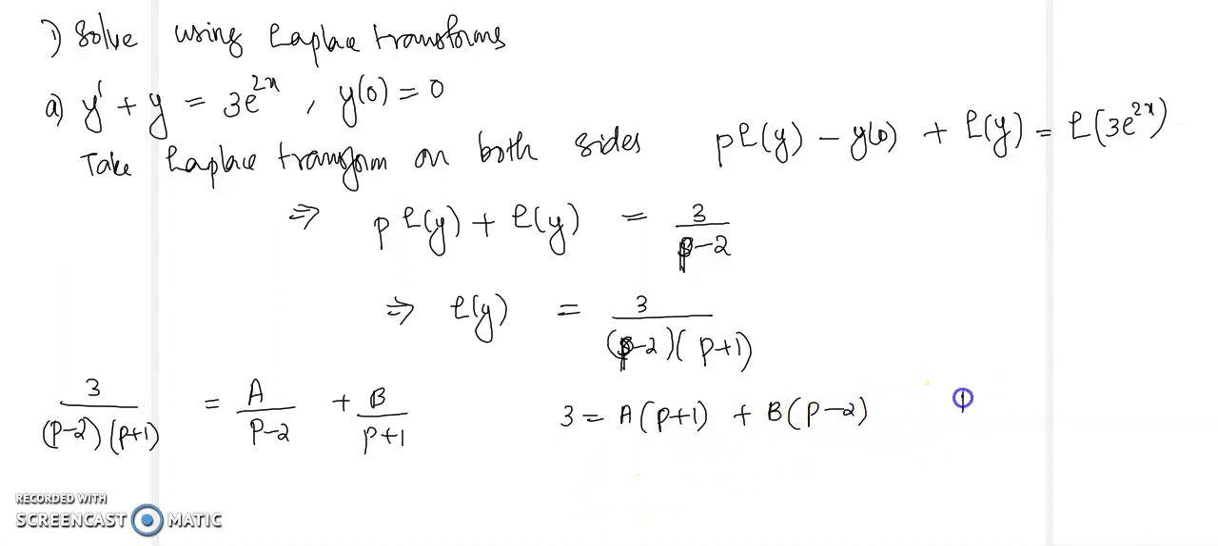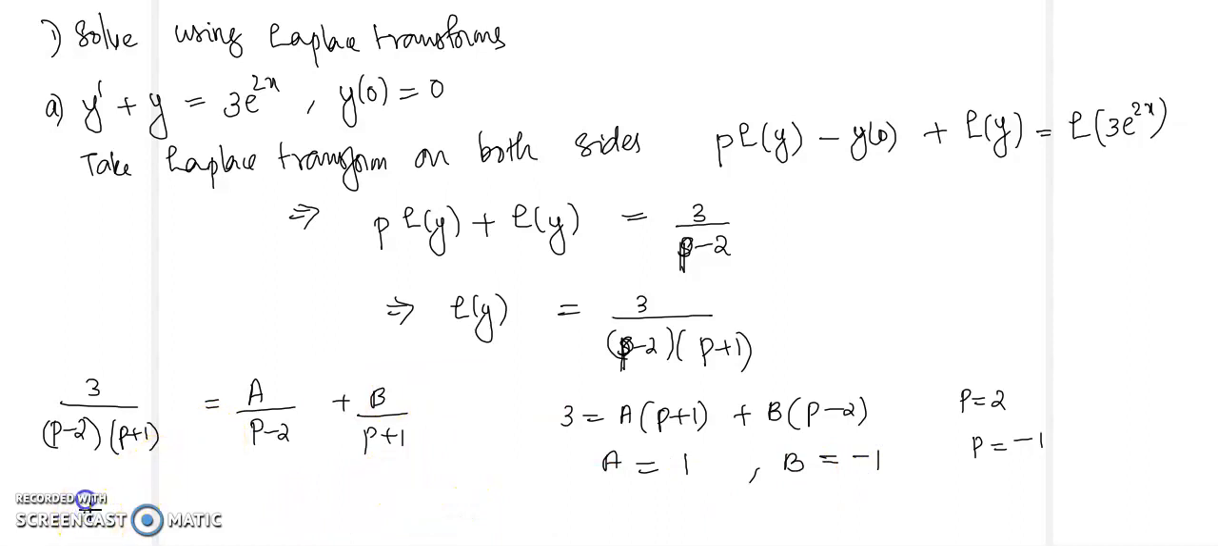So put p equal to 2. So that will give, when p is 2, the value of a is 1. And similarly, taking p equal to minus 1, we will get minus 3 here. So b is going to be equal to minus 1.